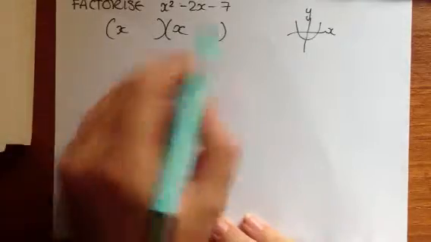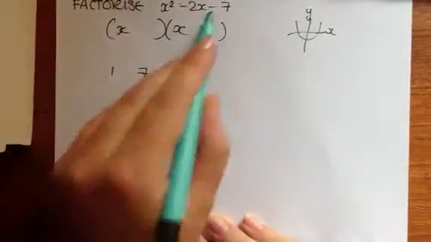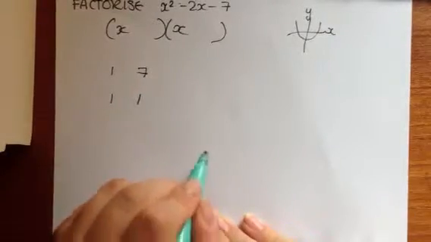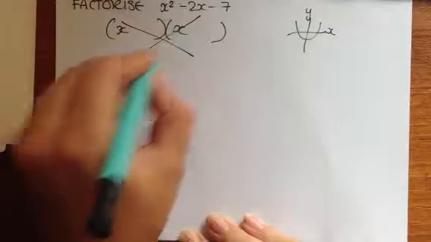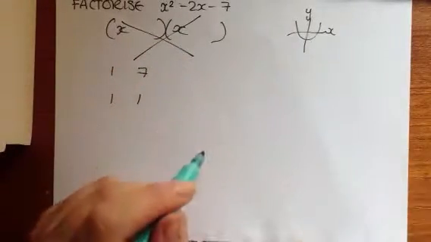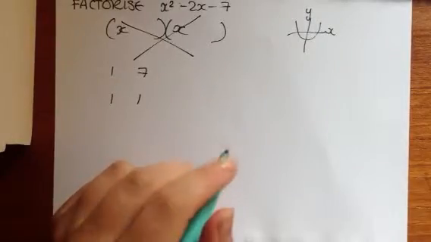I might try finding the factors of 1 and 7, seeing if they'll add up to 2. I might try splitting the middle term and say, well, that's 1 and 1. Does any of those two combinations make up 7? No. But I could spend quite a long time with that. I mean, I knew that wasn't going to factorise. So what could I do?